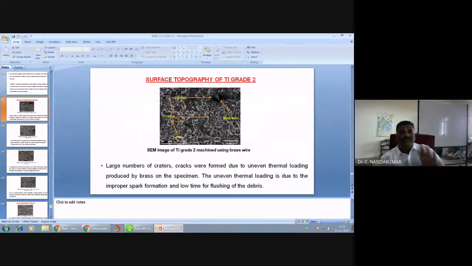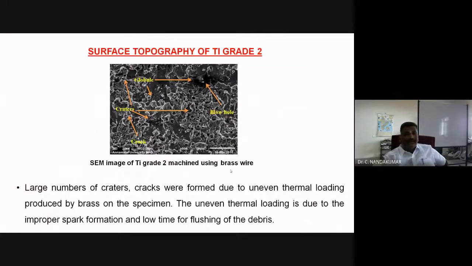So this is the surface topography of titanium grade 2. A large number of cracks were formed due to uneven thermal loading produced by brass on the specimen. Then uneven thermal loading is due to improper spark formation and low time for flushing of the debris.